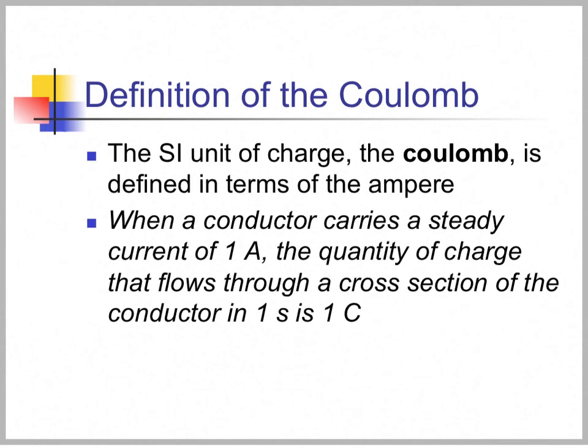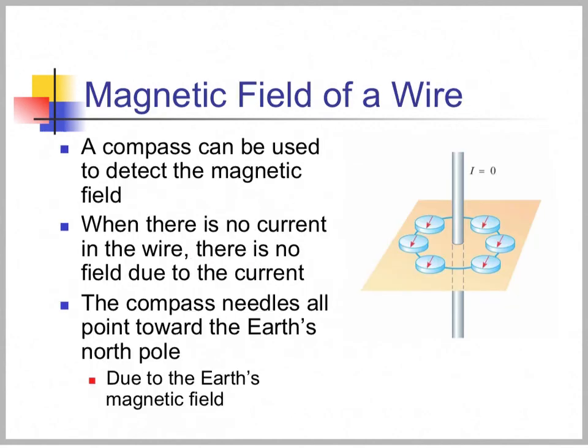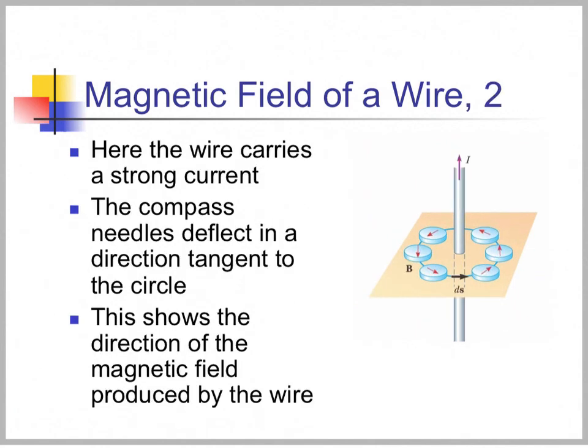Now, going back to the magnetic field of a wire, we can also use a compass to detect what that magnetic field is and to test what we derived mathematically is true physically. When there's no current in the wire, there's no field due to the current, and then all the compasses would line up with the Earth's north pole due to the Earth's magnetic field. As I turn current on in the wire, the compass needles will deflect, and they will form a circle around the wire. And this shows the direction of the magnetic field produced by the wire, which is exactly what we said it should be using our right-hand rule.